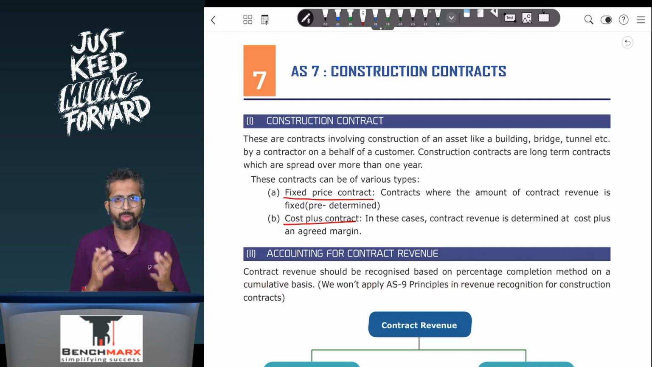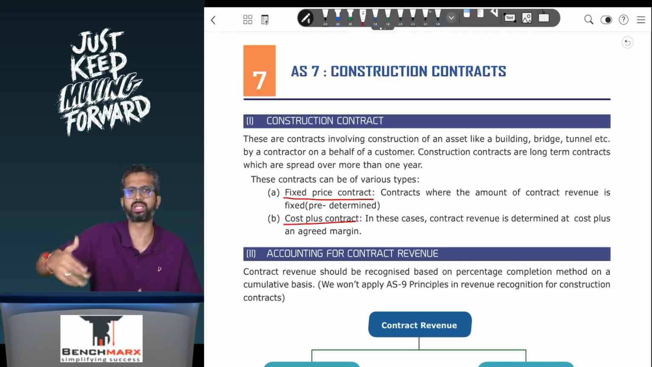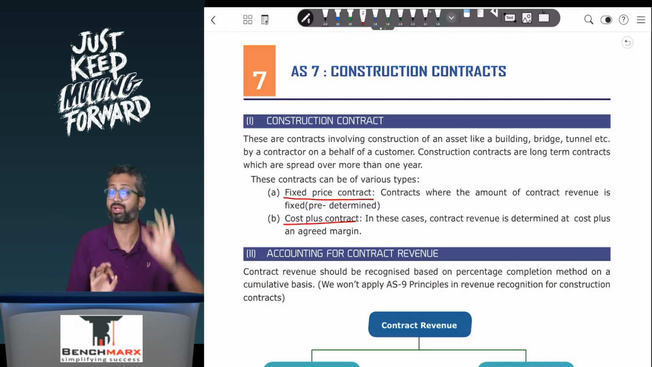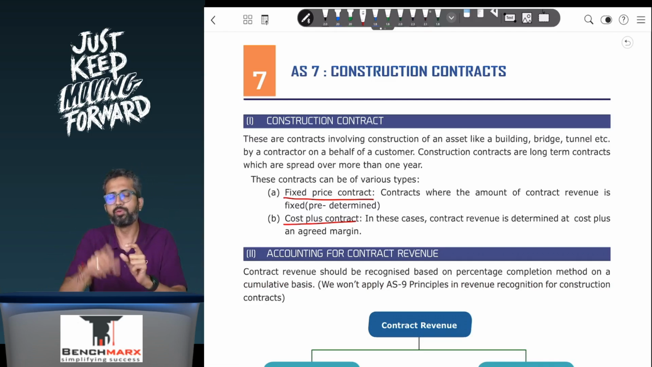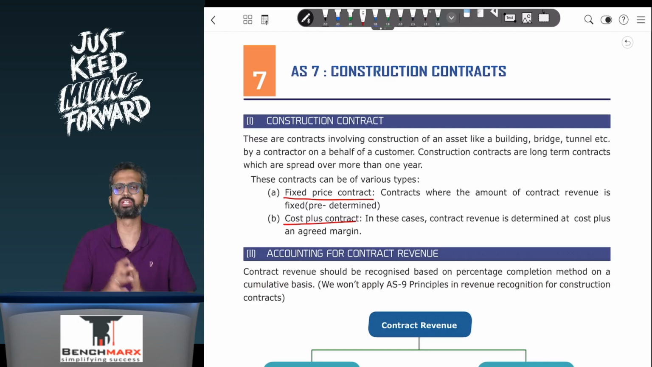Now this is irrespective of the fact that the risk and reward incident to ownership of the bridge has not been transferred. However, still, because 50% of the work is done, you can recognize 50% of the revenue, and this is the biggest contribution of AS7.